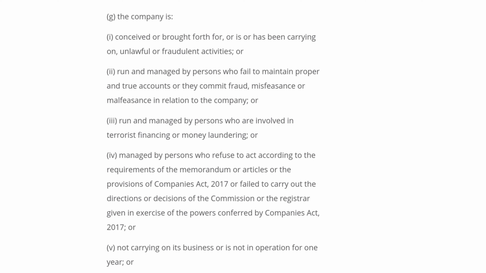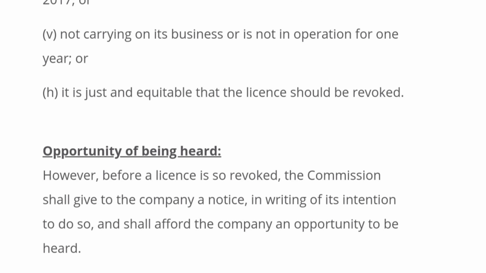Finally, the fifth subcategory as far as this seventh ground is concerned is very simple, and it simply states that if the company, that is the NPO, ceases to be in business for 1 year, then once again this may be a ground for the revocation of their license. And okay, now moving on, there is one more point related to the reasons for revocation, and this is the eighth ground, that is the eighth reason.